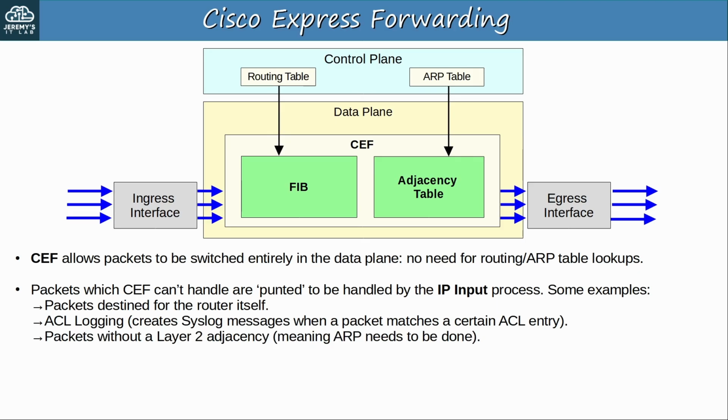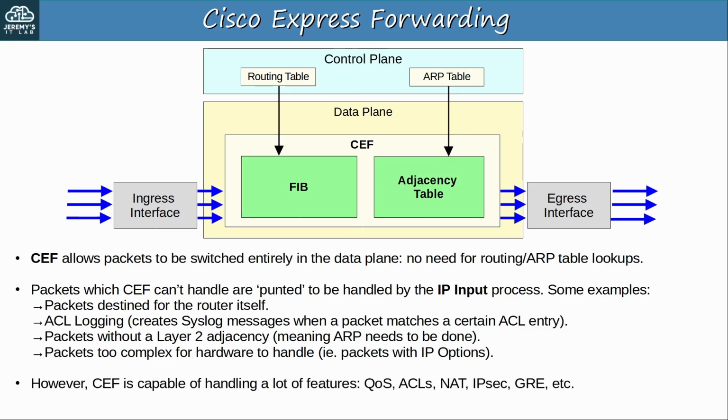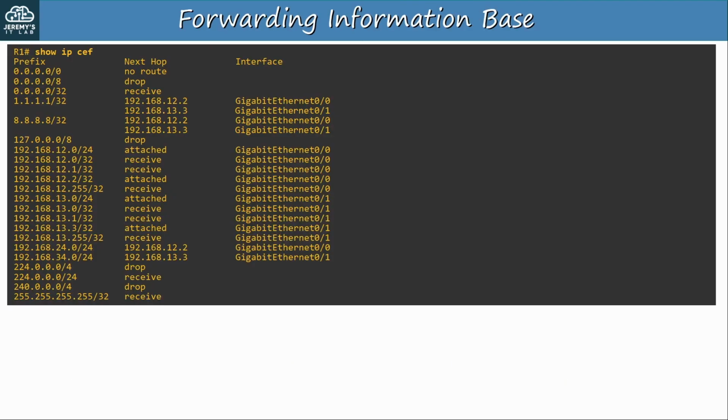Packets without a layer 2 adjacency. This means there is no entry in the adjacency table, and ARP needs to be done to learn the next hop MAC. And there are other packets which are simply too complex for hardware to handle, such as packets with IP options, which need software processing. Now, CEF is capable of handling a lot of different features, such as QoS, ACLs, NAT, IPsec, GRE, etc. Just know that, although CEF is the default packet switching method, process switching is used as a backup for packets that CEF can't handle. Now let's look at the contents of the FIB.